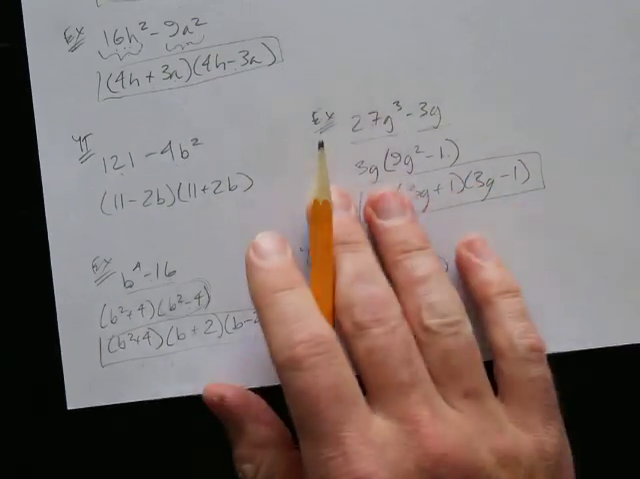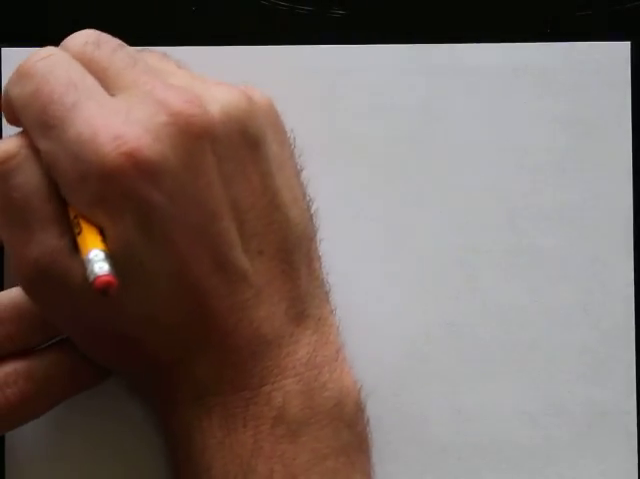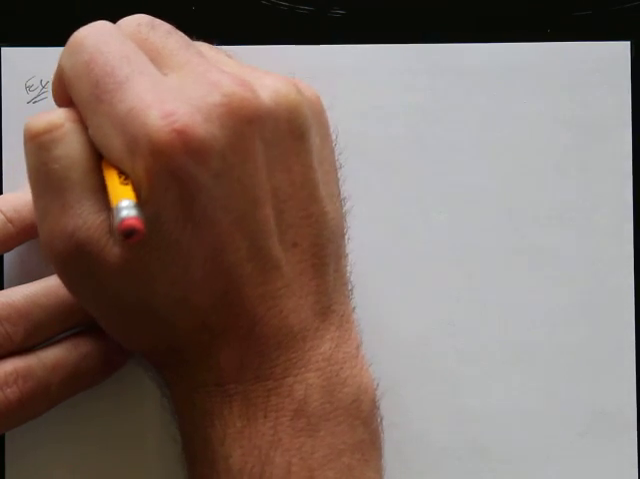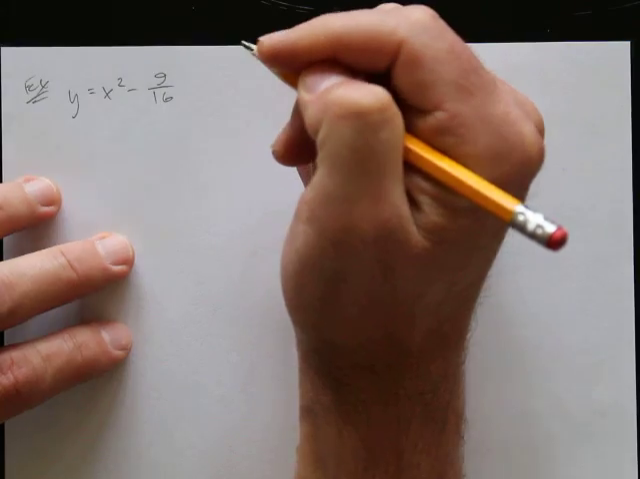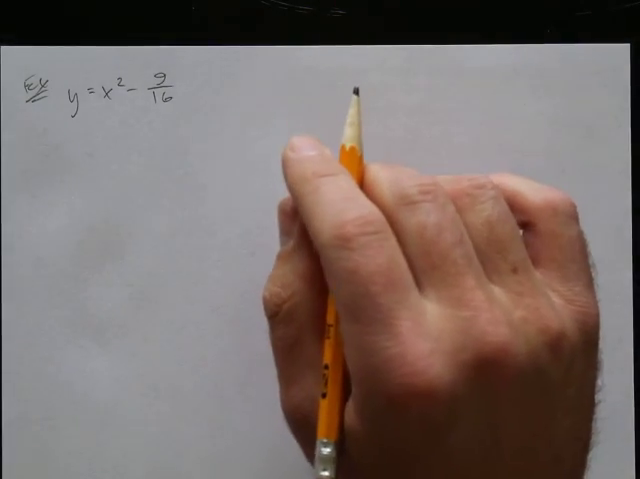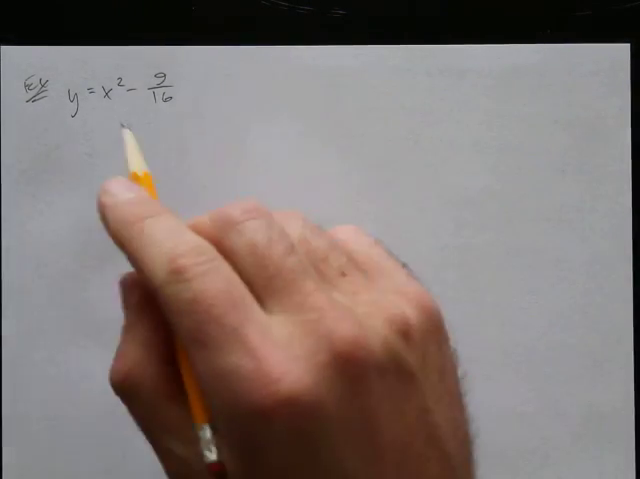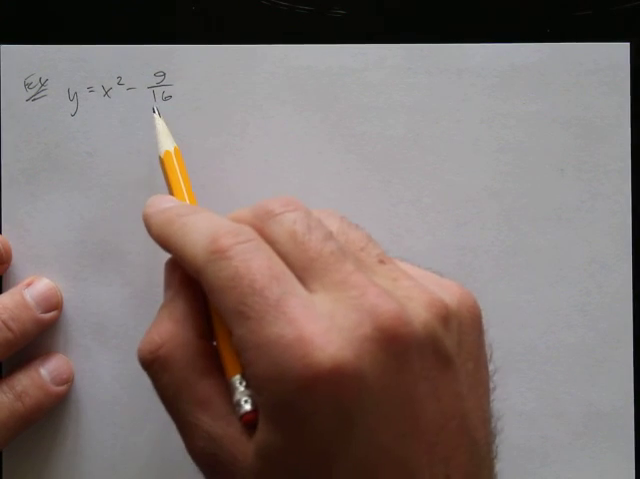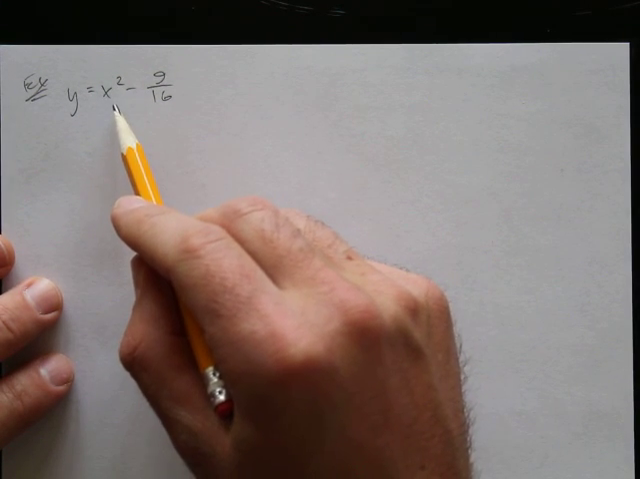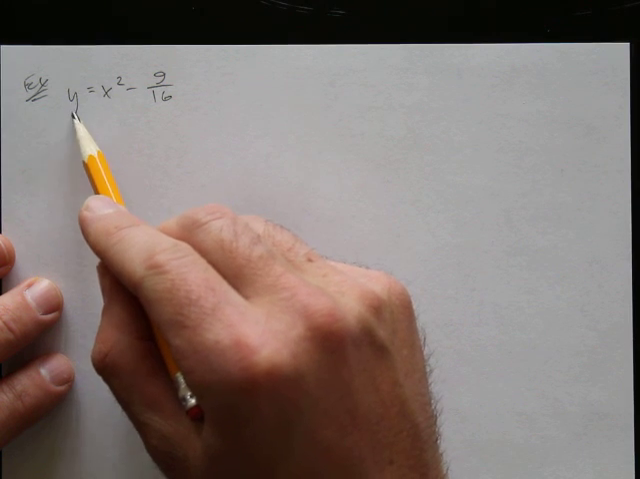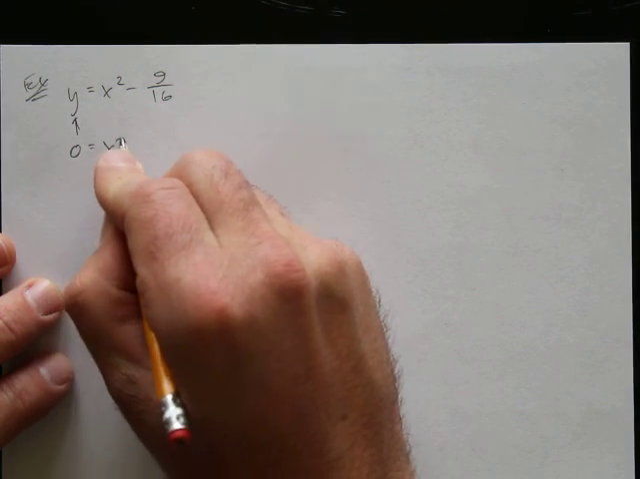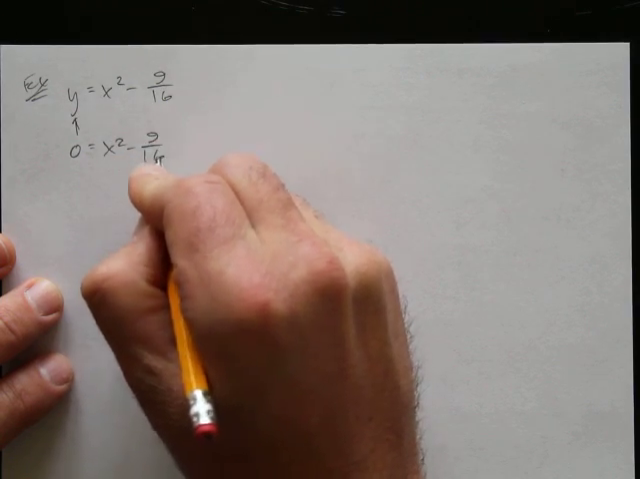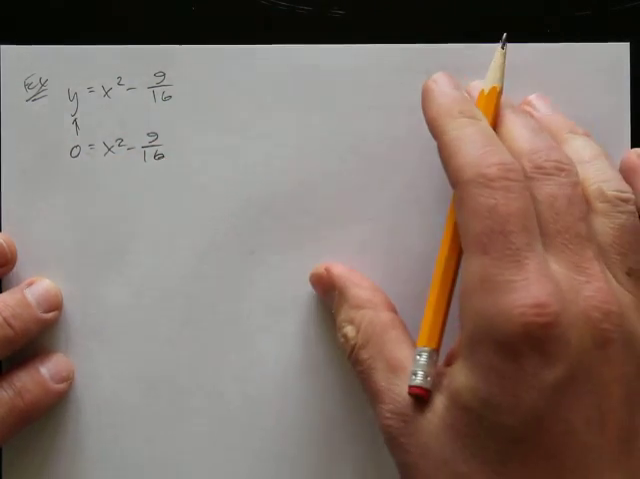Now let's go ahead and do one more example. And I've got y equals x squared minus 9 over 16. And I want to find the roots of this guy. And so what I'm going to do here is I'm going to plug in 0 for y. And then I have x squared minus 9 over 16. Why did we do a fraction? I don't know, but it's okay.